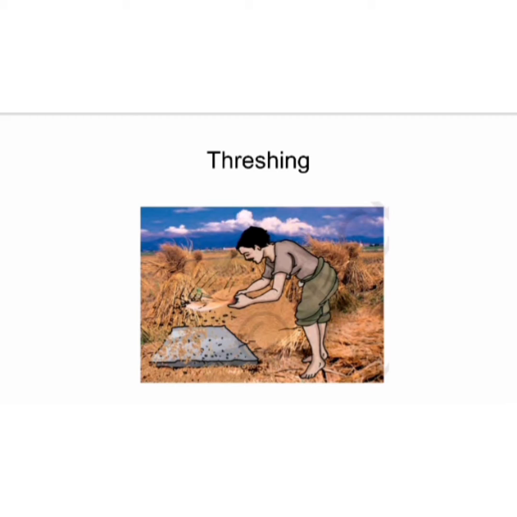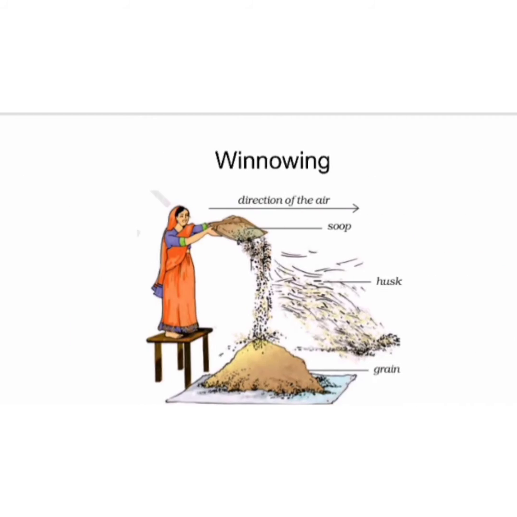In this process, the stalks are beaten in a place and the grain falls down. By this process, the grains are separated from the stalks. Threshing is done with the help of bullocks also, and machines are also used for the process of threshing. And the next process is winnowing.